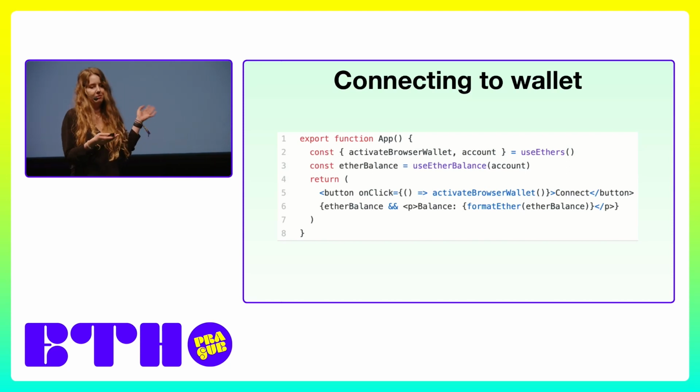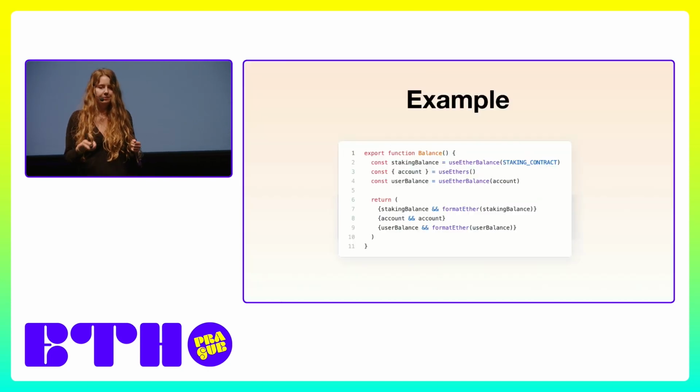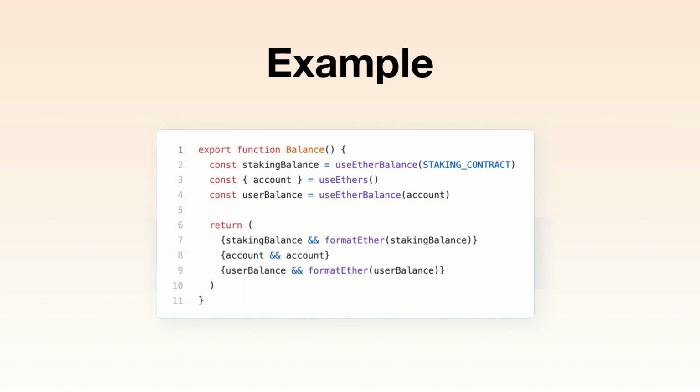So the code is very easy. We have only like two lines to connect to a wallet and then display the Ether balance. And here is another example of how we can get Ether balance. The first line is just for read-only state. So we can just get the Ether balance of anything, and in this case, it's just a staking contract.